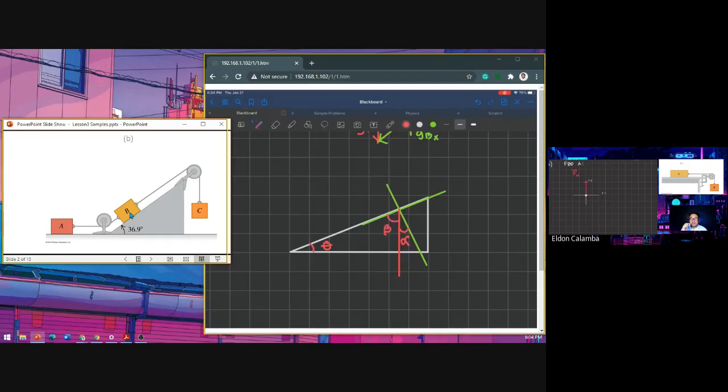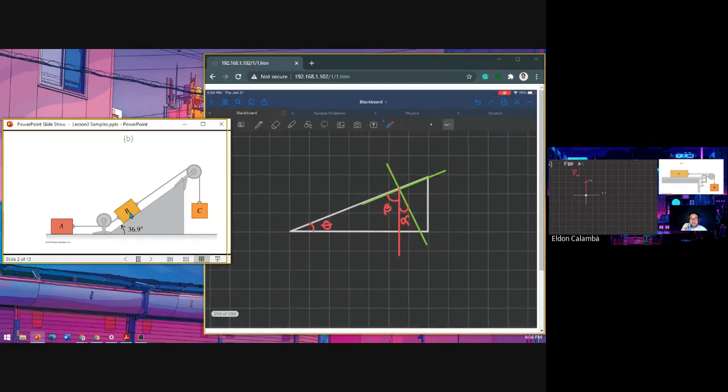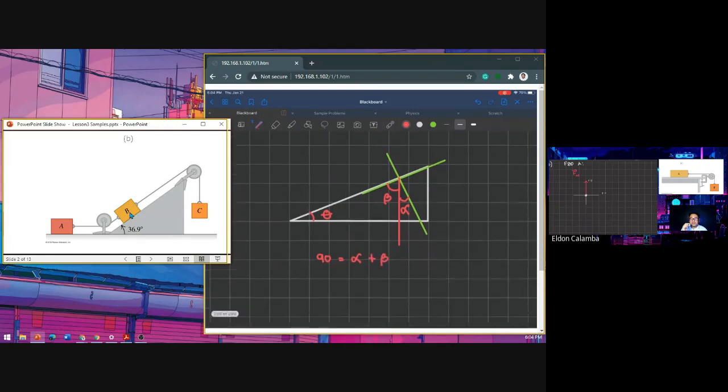And for all we know, at this point, this is just a right triangle. This is just 90 degrees. Kasi nga, this is belonging to a right triangle. Nandiyan si perpendicular. So, meaning to say, we could have 90 degrees that is just equal to alpha plus beta. Let's leave it there. Okay?